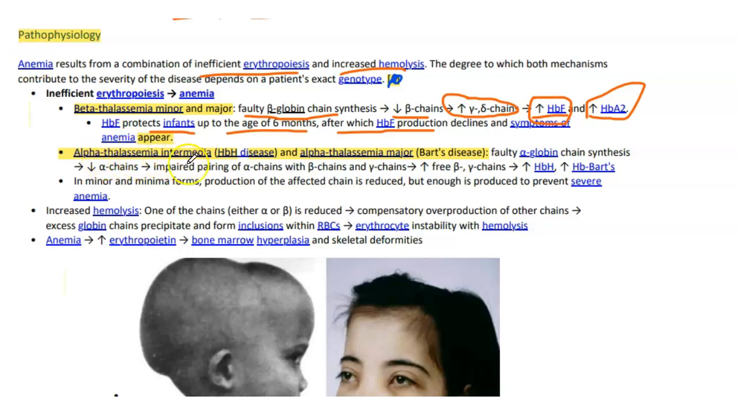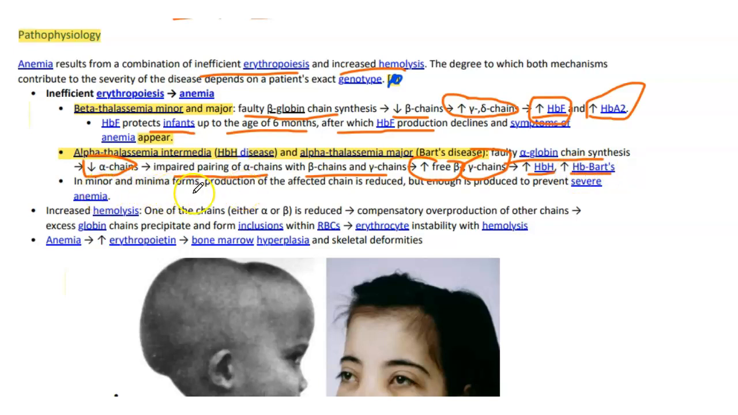In alpha thalassemia, intermediate HbH disease and alpha thalassemia major Hb Barts, we have faulty alpha globin chain synthesis, decreased alpha chain. So there is impaired pairing of alpha with beta and gamma, so increased free beta chains and increased free gamma chains. Increased free beta chains form beta tetramer known as HbH disease, while increased free gamma chains form the gamma tetramer known as Hb Barts.